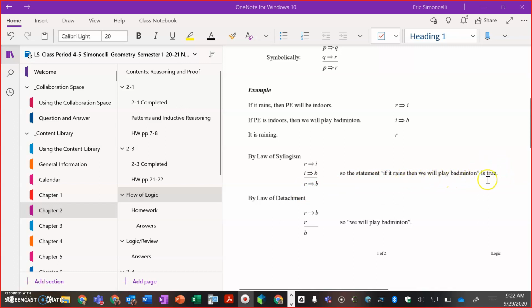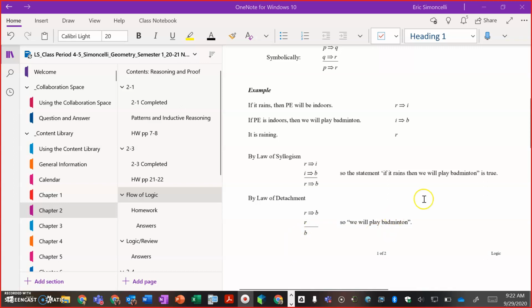And it is true. By the law of detachment, as you can see, these are the only two statements that we're going to utilize. If it rains, then we play badminton. It's actually from the prior flow of logic. And then we also incorporate the singular R, that it is raining, and that's true. And because this is the case, we can argue that B must also be true. So we will play badminton.